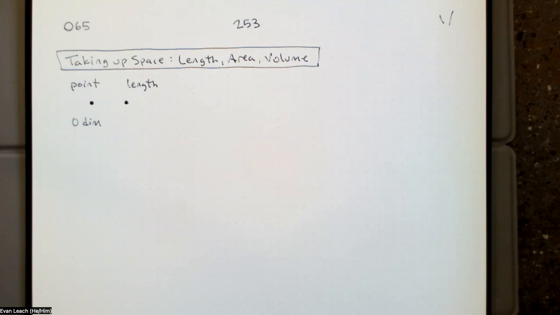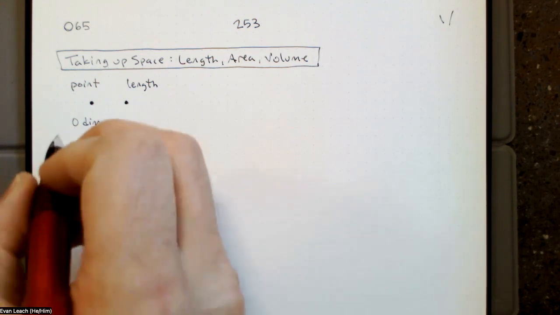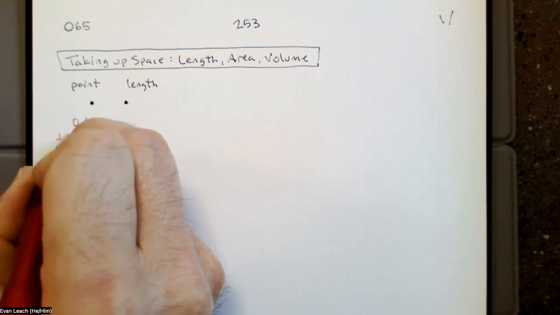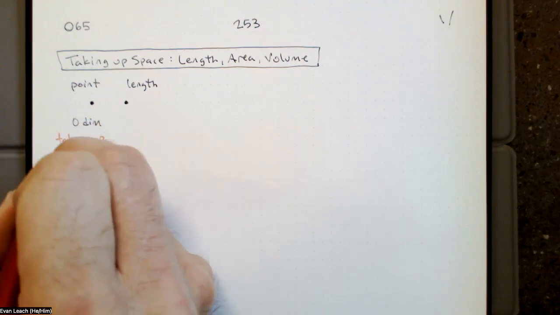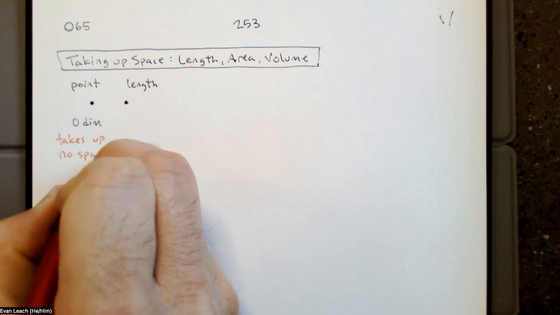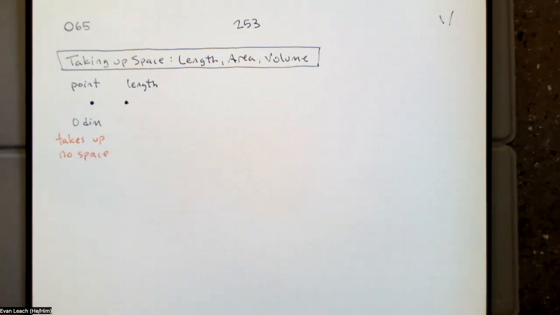Here's how I want to think about it. We start off with a point. A point is zero dimension, takes up no space. That's the important thing about a point. We represent it with this big gigantic dot, but we understand that we're talking about a single point that takes up no space.